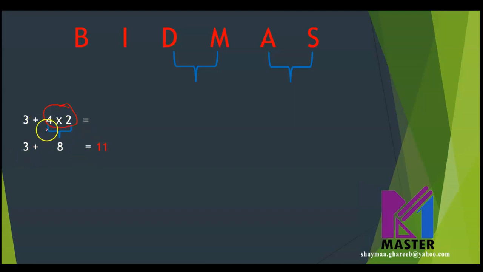If we change the order, or if someone started with the addition, for example, they would do 3 plus 4, which is 7, then 7 times 2, which is 14. So it will be a completely different answer, and it will be a wrong answer. So when we have many operations in the sentence, I have to follow this order when I start to solve. Is this clear? Let's see one more example.